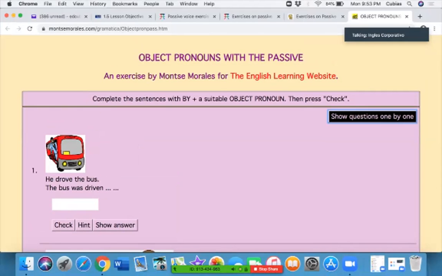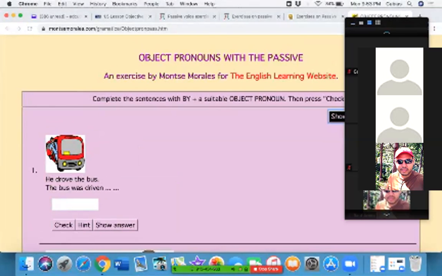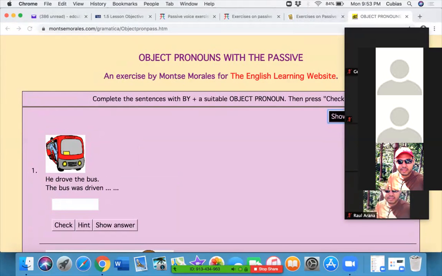So what is the pronoun? Does anybody remember what the pronouns are? He drove the bus. But in the sentence, what is the pronoun? He. He is correct. He is the pronoun. So remember, the pronouns are I, you, we, he, she, it. Those are the pronouns. So here we don't say the bus was driven by he.